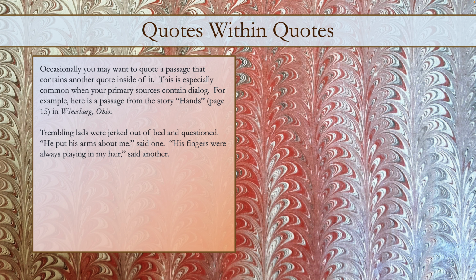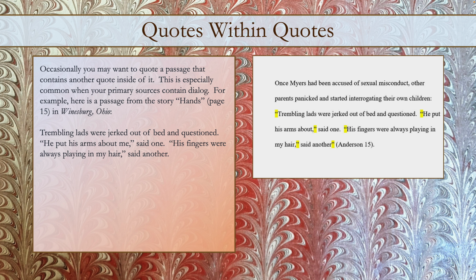And I did not put quote marks around it. This is exactly how the passage looks in the book. Trembling lads were jerked out of bed and questioned. "He put his arms about me," said one. "His fingers were always playing in my hair," said another. So if you were going to quote this in a paper and you just used normal quotation marks, it would look like this. And I highlighted all the quotation marks in yellow.